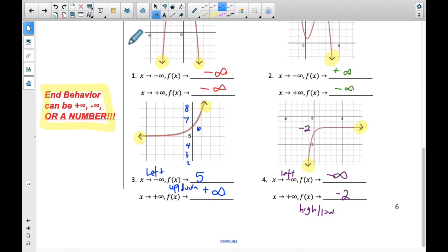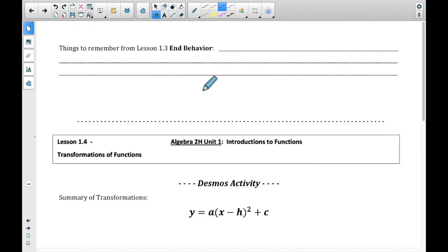Okay, let's turn the page real quick. On this page, we're done with the lesson, but I do want you to write down some things from end behavior. So what are some things that you need to think about from end behavior? Write down that information here in the summary.